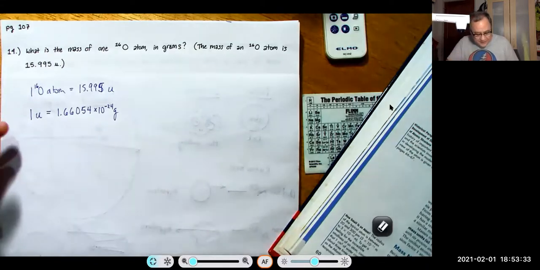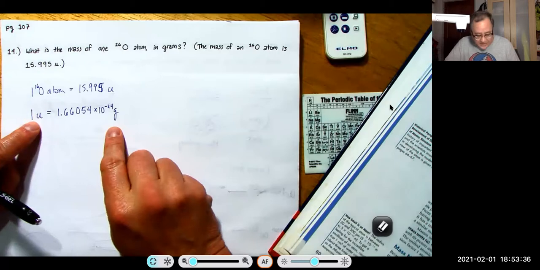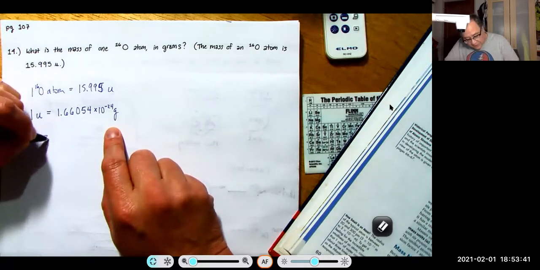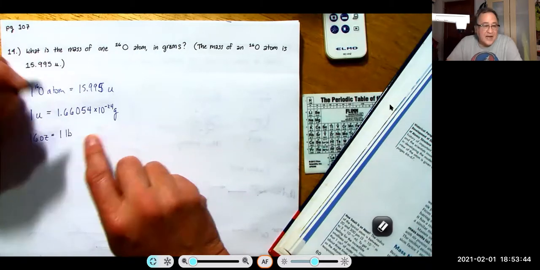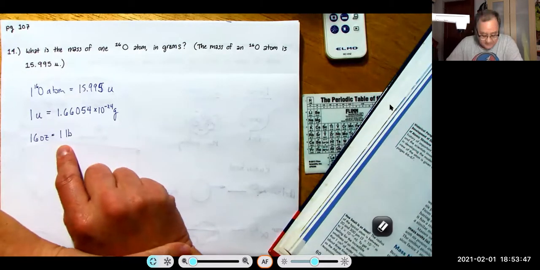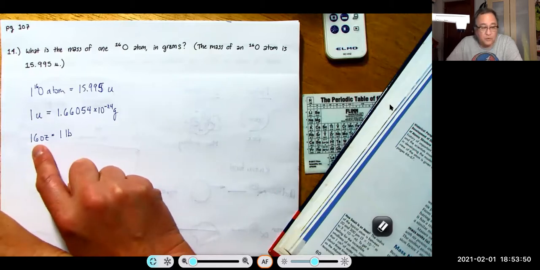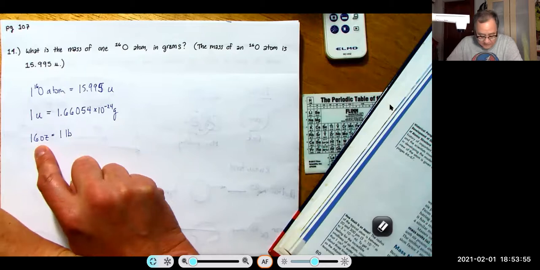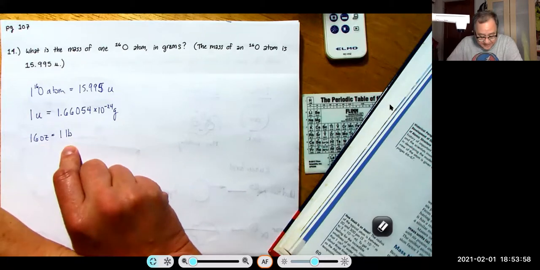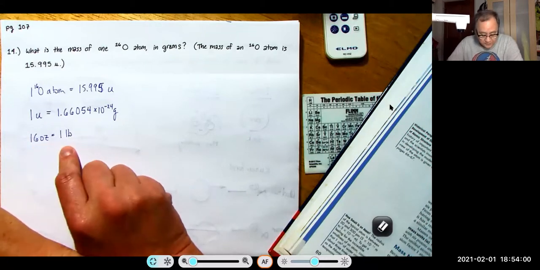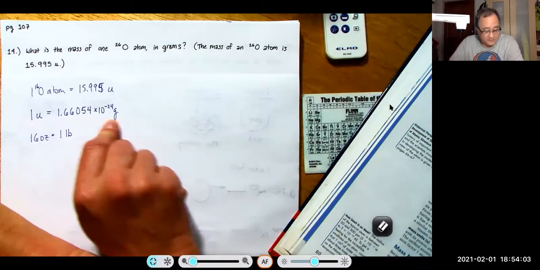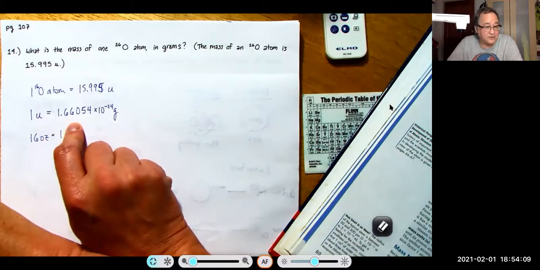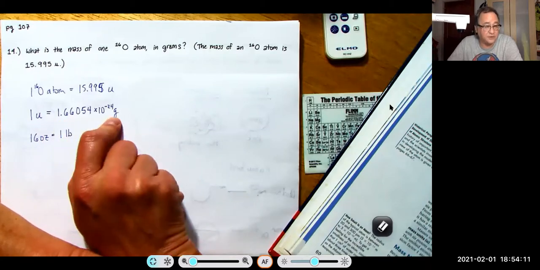So the interesting thing about this is this applies to anything. It's kind of like this, where we say 16 ounces is equal to 1 pound. So what does the ounce and the pound apply to? Anything. 16 ounces of steak equals 1 pound of steak. 16 ounces of water equals 1 pound of water. 16 ounces of dirt equals 1 pound of dirt. So what does this apply to? The same thing. One atomic mass unit of dirt equals 1.66054 times 10 to the minus 24 grams of dirt.